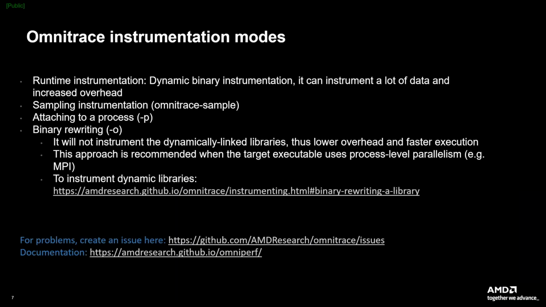Now, it has runtime instrumentation, which is dynamic binary instrumentation. You can instrument a lot of data and increase overheads. Sampling is omnitrace-sample, which does sampling, attaching to the process with -p, or binary rewriting. It will not instrument the dynamically linked libraries, thus lower overhead and faster execution time. This approach is recommended when the target executable uses process-level parallelism like MPI. And to instrument dynamic libraries, I don't include that in the slides. There are instructions on how to do binary rewriting with libraries. Now, for problems, create an issue here on GitHub issues. And as I said, the documentation is here.